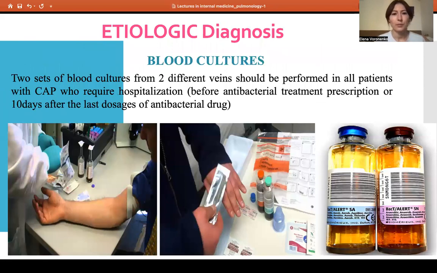Etiologic diagnosis. Blood cultures. Two sets of blood cultures from two different veins should be performed in all patients with CAP who require hospitalization, before antibacterial treatment prescription or 10 days after the last dosage of antibacterial drug.